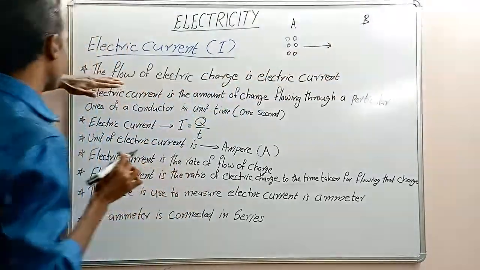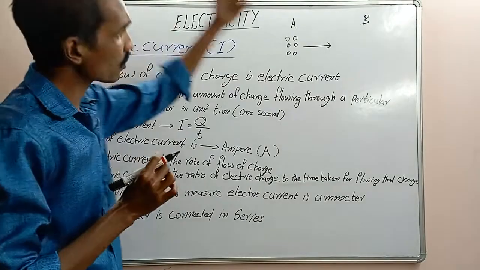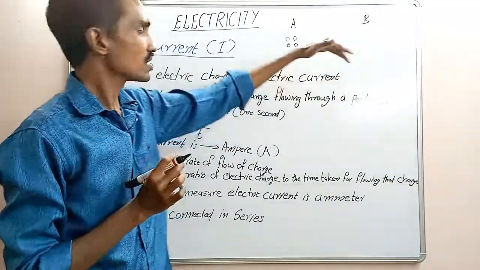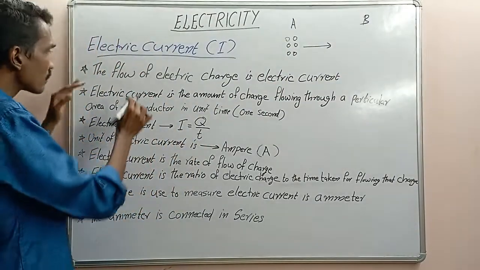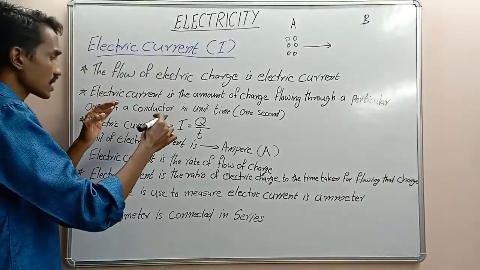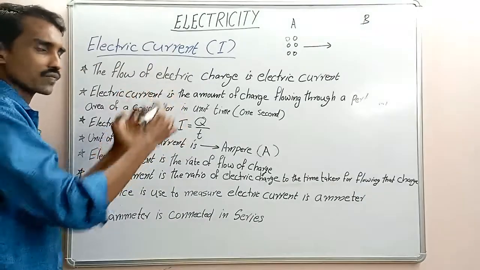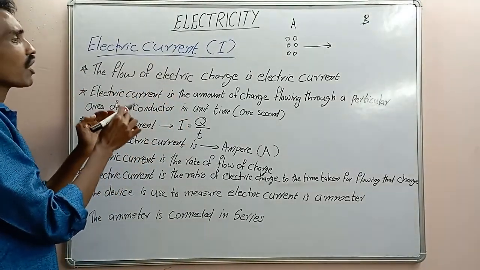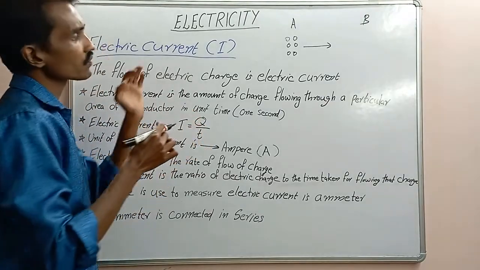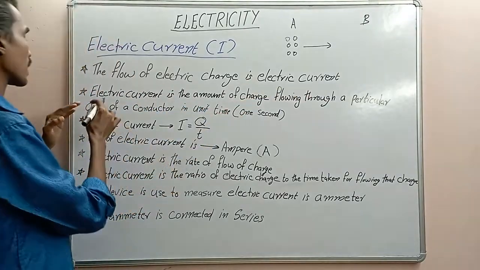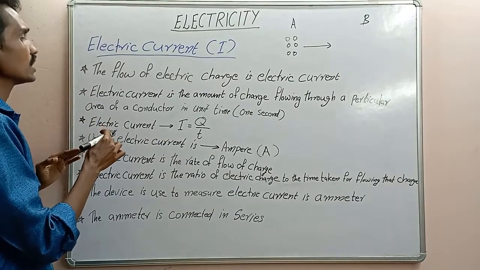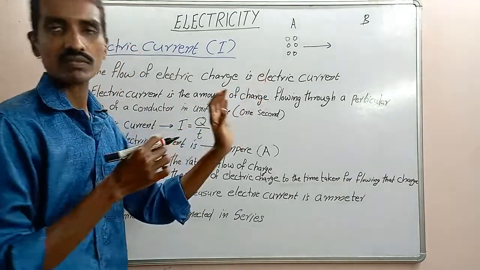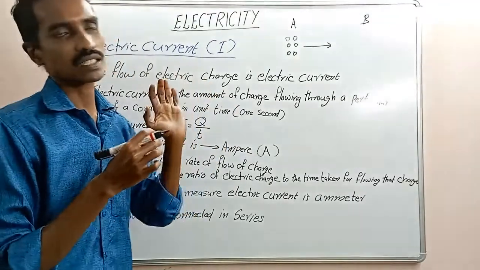Okay, so this flow of electric charge is known as electric current. More specifically, we studied an exact definition. Electric current is the amount of electric charge flowing through a particular area of a conductor in unit time, or 1 second. We take unit time to mean 1 second.